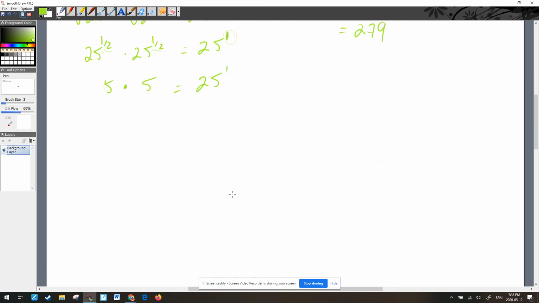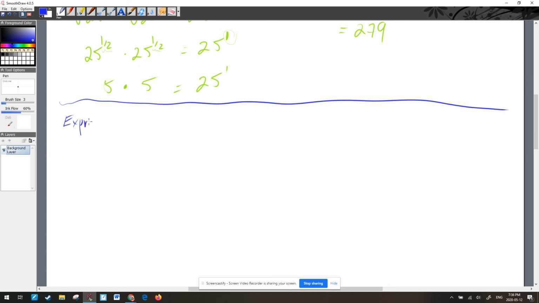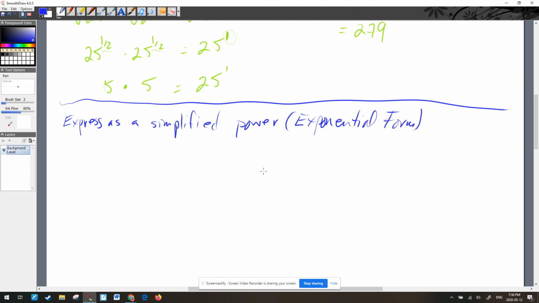So we can put some of these things together, right? So let's consider some questions where we put stuff together. So if I said to express as a simplified power, or I would like it in simplified exponential form, right? So simplified exponential form, what that's going to do is I want you to express it as a power.